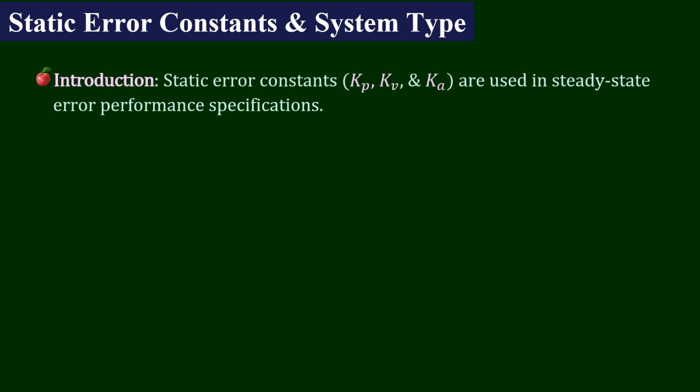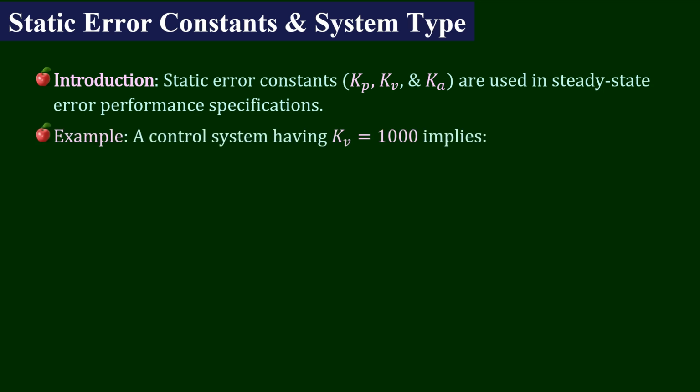So the static error constants like position constant, velocity constant, and acceleration constant, they determine the steady state error performance specification. So let us consider an example. Someone has given us a control system whose velocity constant is 1000. So what information are we getting? The first information is that the closed loop is stable. Why? Because this constant will exist only if the closed loop is stable, otherwise it is meaningless.